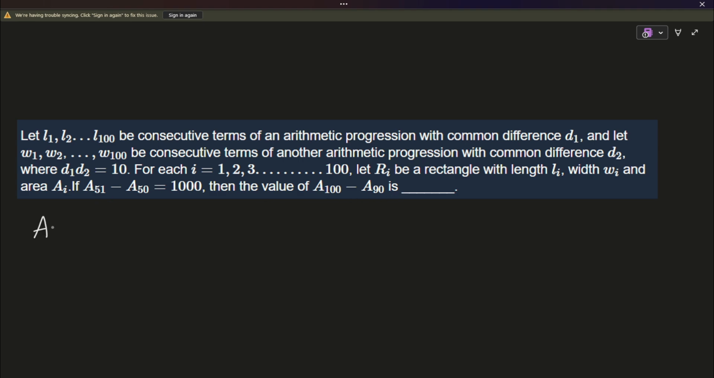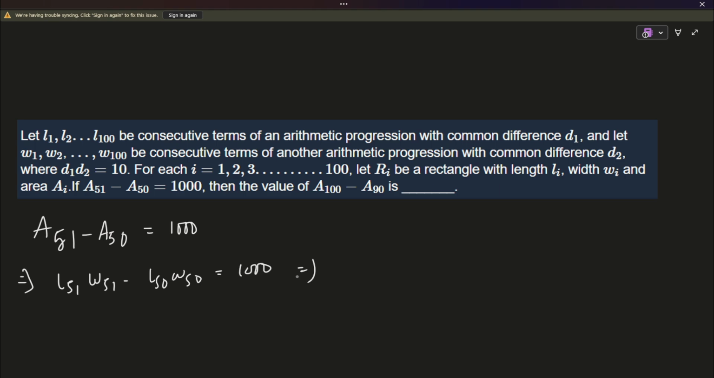Correct? So start with this, A51 minus A50 equals 1000. That is the only real information given, along with the fact d1 d2 is 10, which means these are the two expressions we have to work with, right? Now, what is the area of a rectangle? Just do not hesitate to start the question. Always keep starting the question from whichever point you think is the best, and then write down every expression that follows it. This is very important because A51 is nothing but L51 into W51 minus L50 into W50, which is 1000.